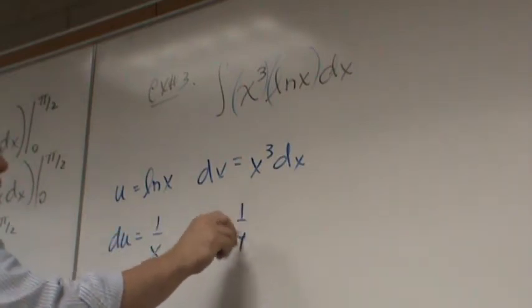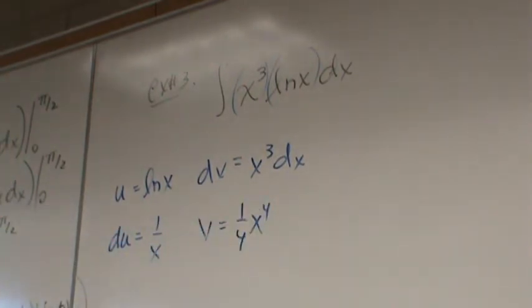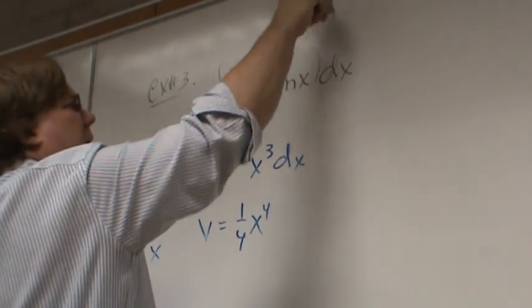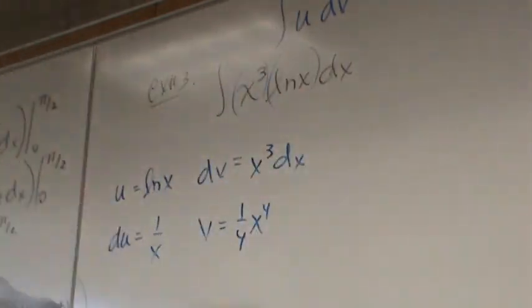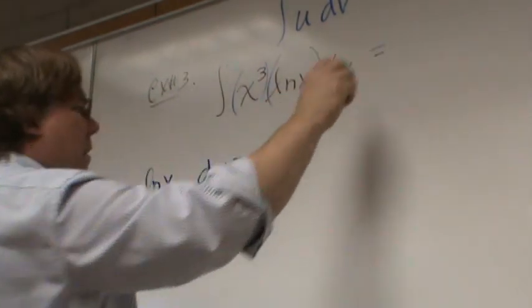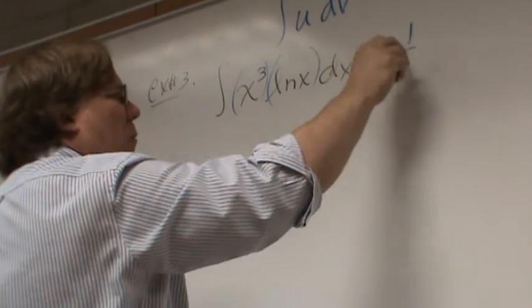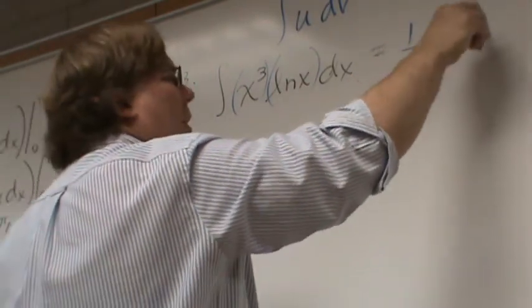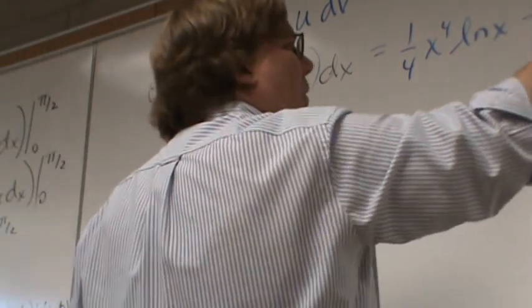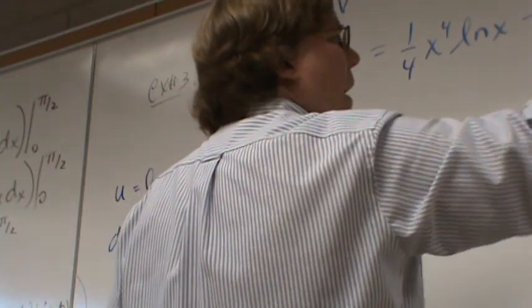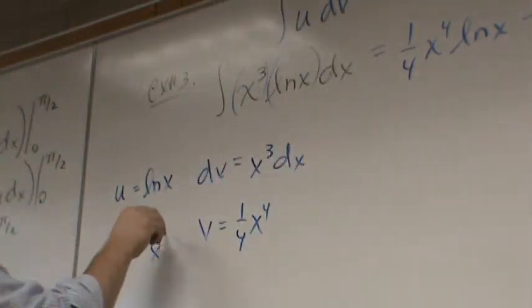v is going to be 1/4 x to the 4th. Did that make things more complicated? No, a little bit, but not much. Yeah. At least I can find the antiderivative. I don't know what the antiderivative of log natural of x is, so why would I even choose that as my dv? And so now we have the integral of u dv equals uv minus the integral of v du. And now we're just going to follow that template. I got uv, so I got 1/4 x to the 4th log natural of x minus the integral of v du, 1/4 x to the 4th times 1/x dx. Oh, I forgot the dx here. My bad.